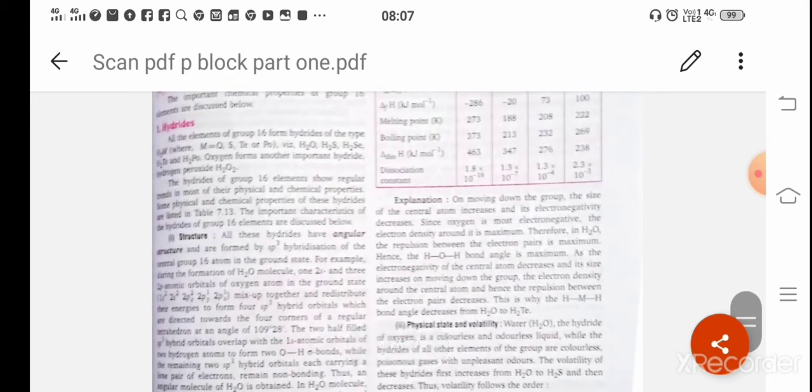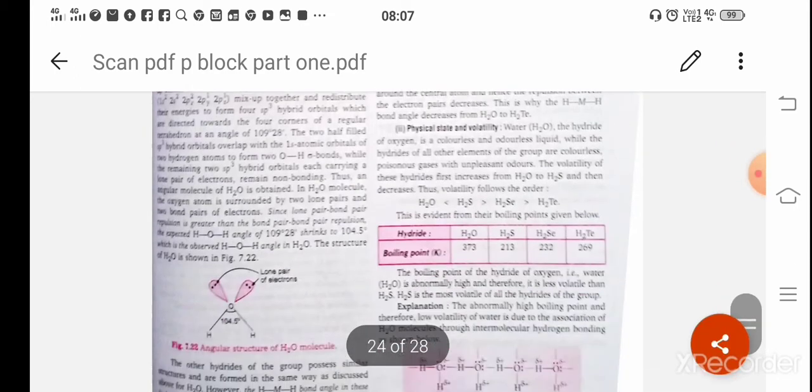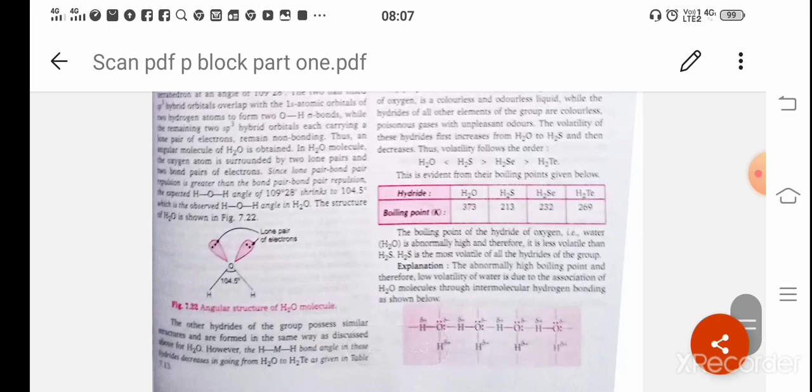Now coming to the compounds of group 16. The very first compound is hydrides, meaning bonding with hydrogen. The structure of hydrides in group 16 will be angular, as all the elements of group 16 will have two lone pairs and a bent structure because of the presence of two lone pairs on the central atom.